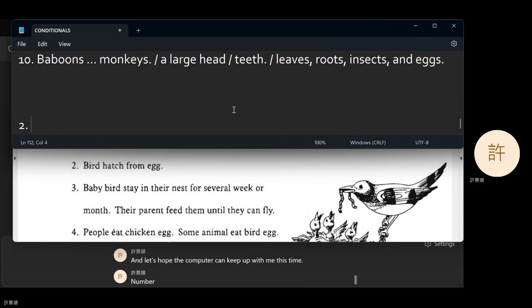Number 2. Birds hatch from eggs. I'm going to say this is the only answer because there are many different kinds of birds.